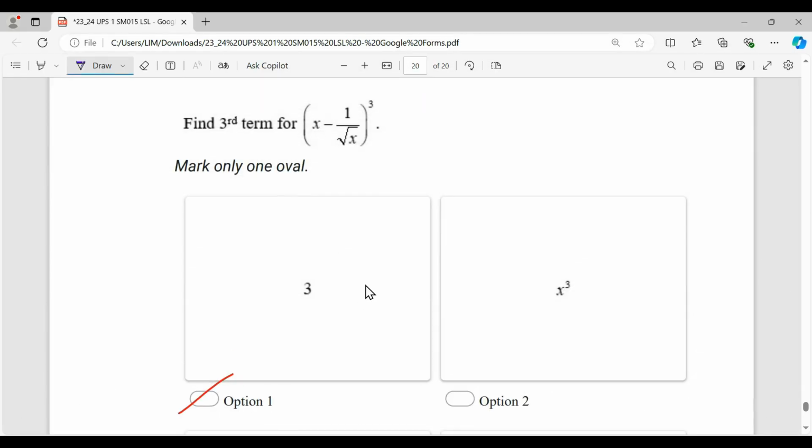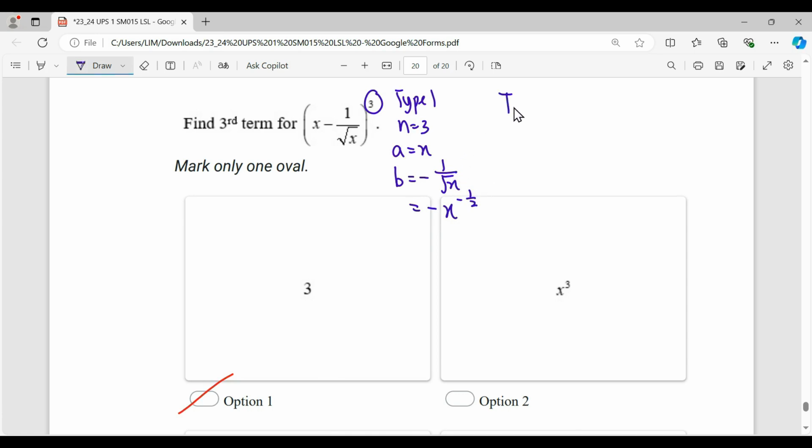Next, find the third term for this expansion. So first of all, your power is positive. So this is type 1, positive integer, n is 3. Therefore, we have a is x, b is negative 1 over the square root of x, equivalent to negative x to the power of negative half. So the square root at the denominator, the power will be negative, the square root will be power of 1 over 2.